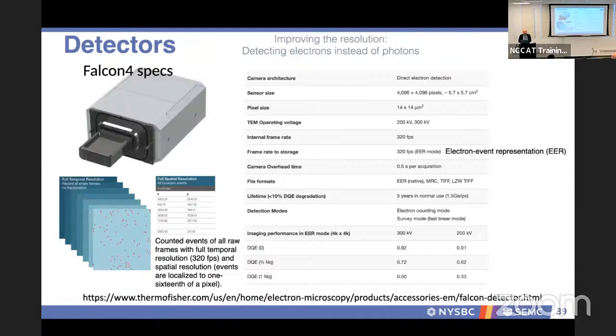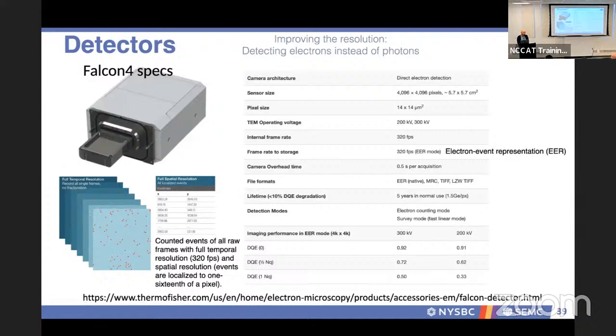The Falcon 4 is a little bit different, and when we get into our processing module, you'll see that a little bit more. There's something known as EER formats. And unlike a standard direct detector like a K3, you have to set your frame rate ahead of time, and you have to set whether you're doing counting or super res. Electron event representation is basically a table of XY coordinates with a timestamp.